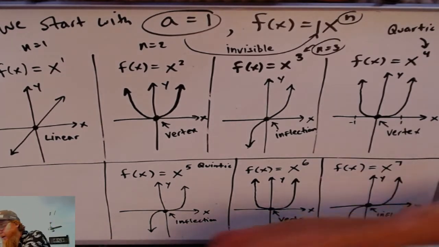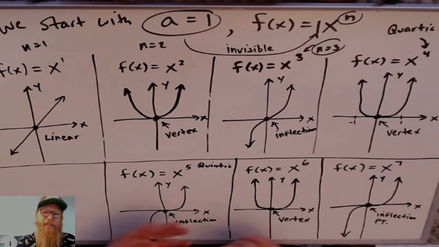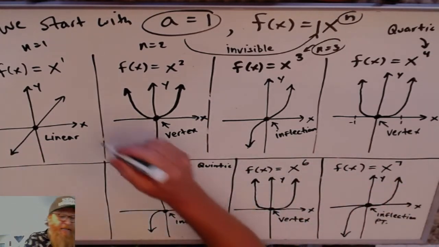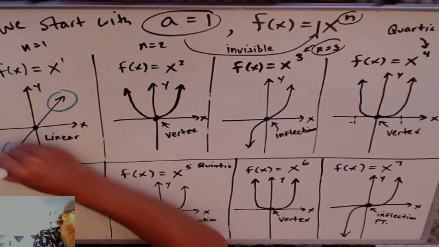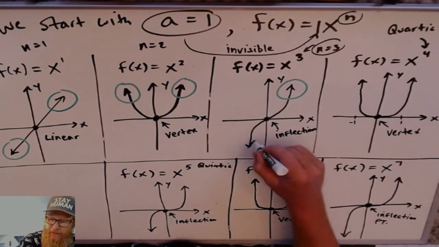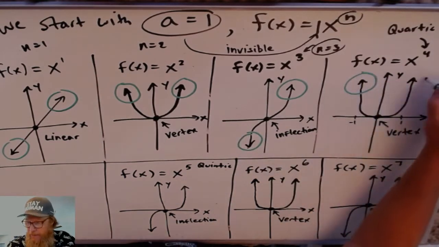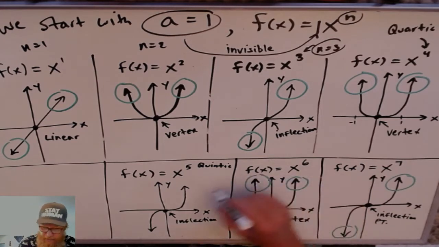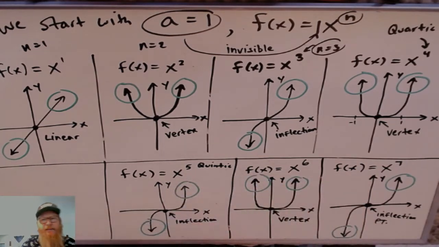All right. And so what we're going to learn in this section, other than the shapes of the graphs, is we are going to pay attention to the arrows. What direction are these arrows going? And this is called the end behavior.